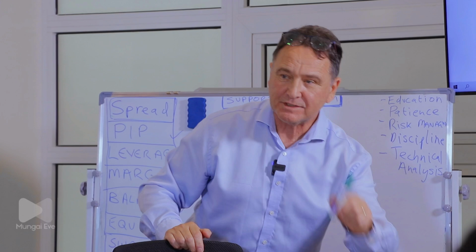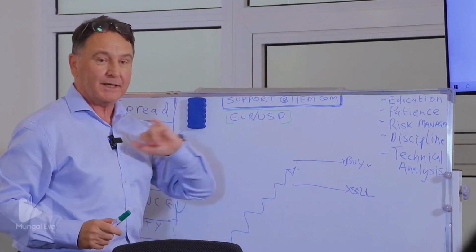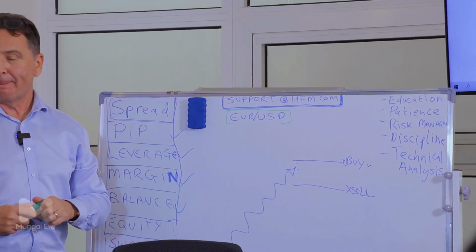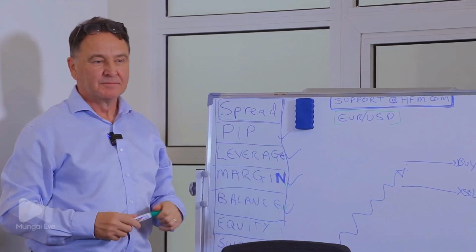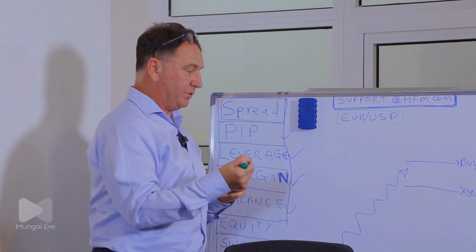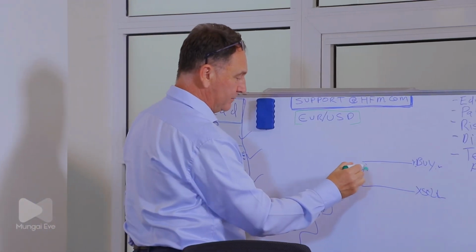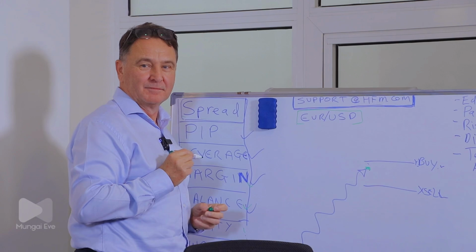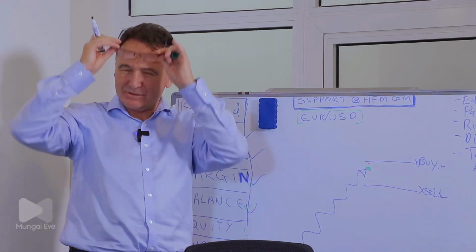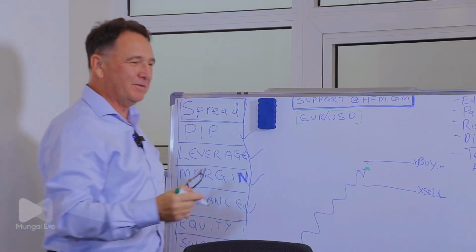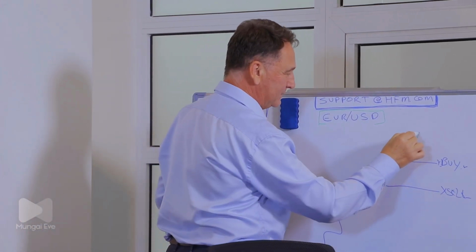So, how does the guy that's bought it here make a profit? How does the guy that's bought it make a profit? What happens to that? What does the price have to do from here? Oh, come on. Does it go up or does it go down? It's got to go up, of course it's got to go up. So the price goes up.